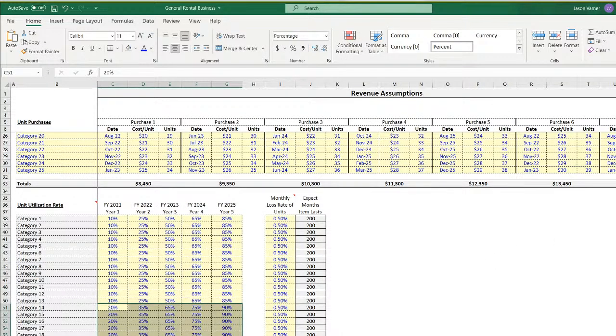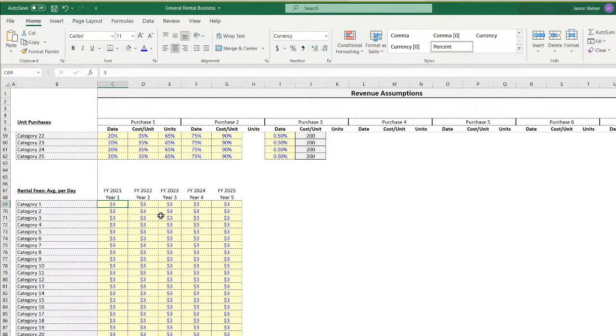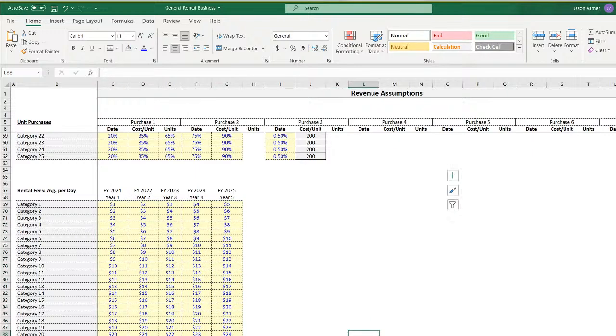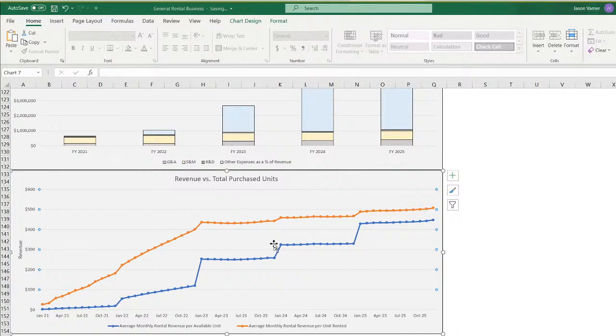All right, so that's the same because I think all these are at $3. Let's say this is like 1, 2, 3. Just put some different numbers in here. There we go. Now, yeah, we should be getting some different stuff here. So you can see average rental revenue per month, available to rent versus rented.